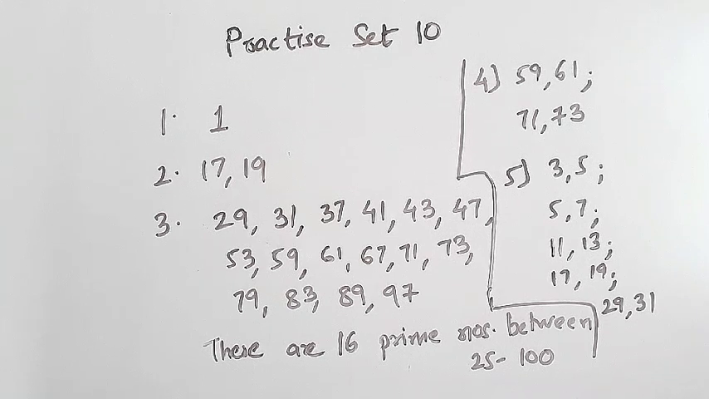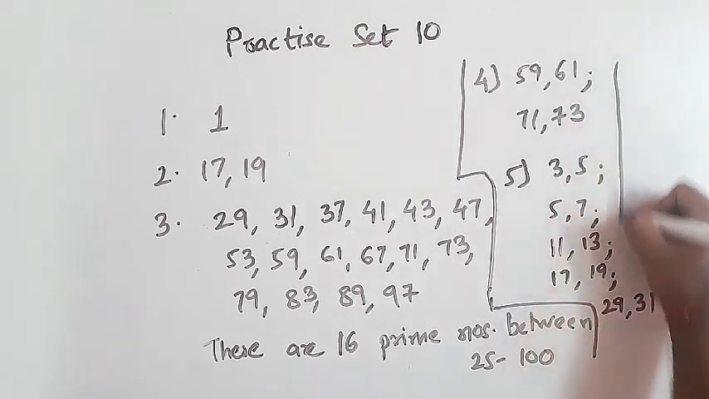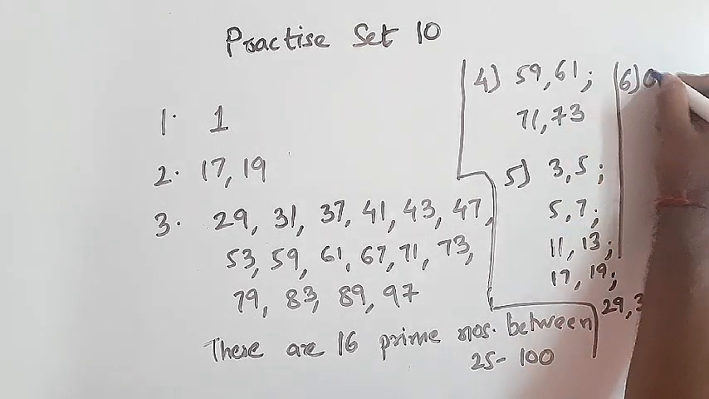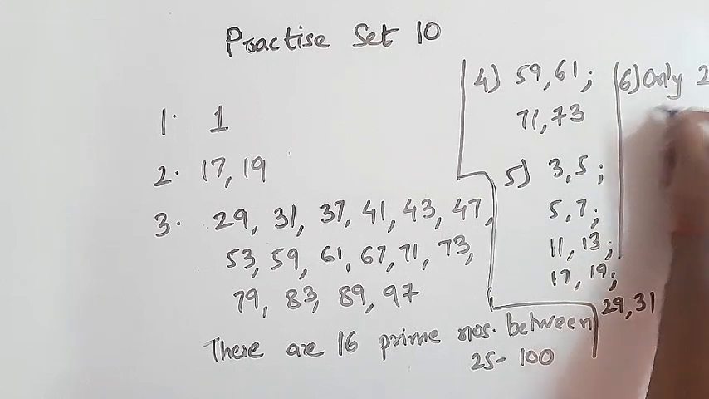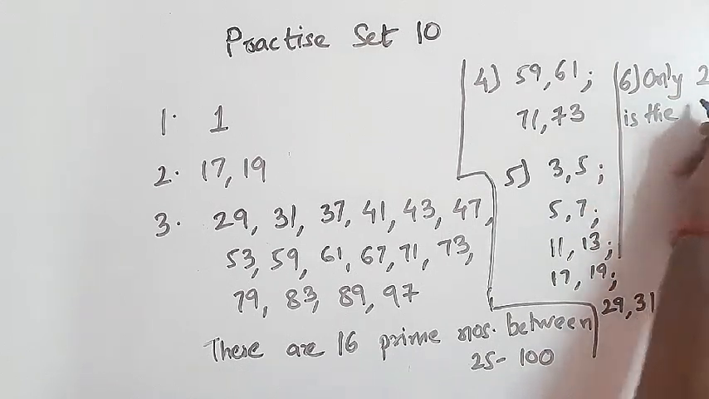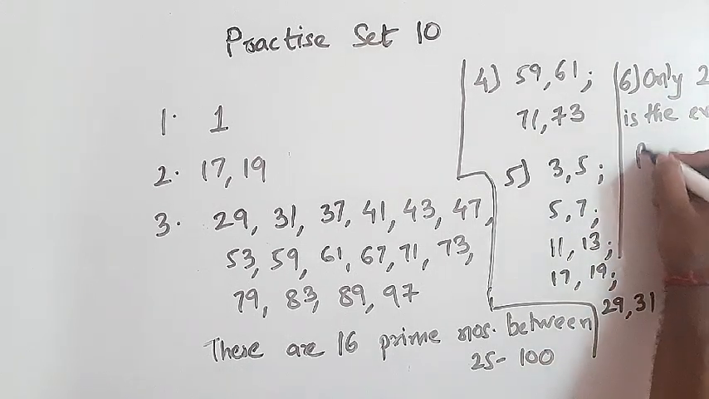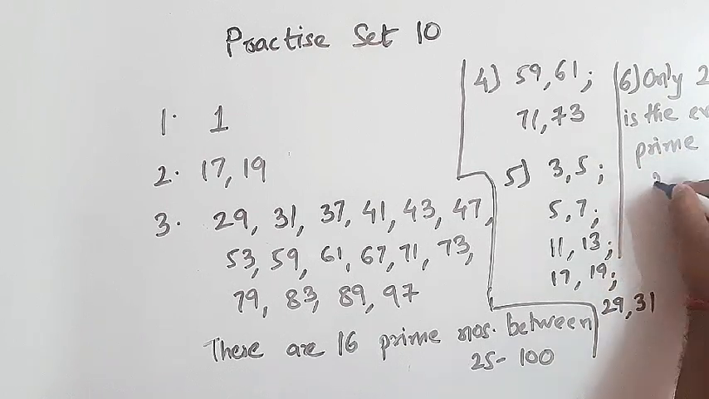Which are the even prime numbers? The sixth one is very easy. I am writing here: only 2 is the even prime number.